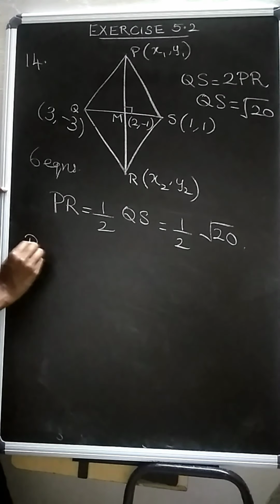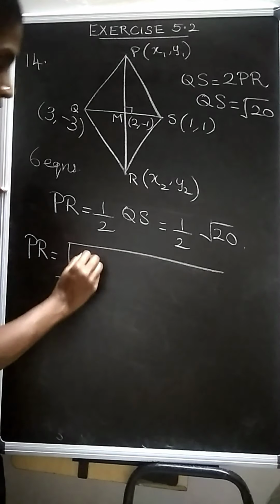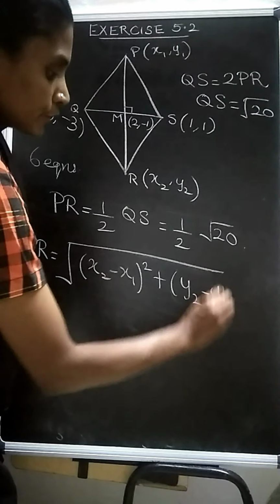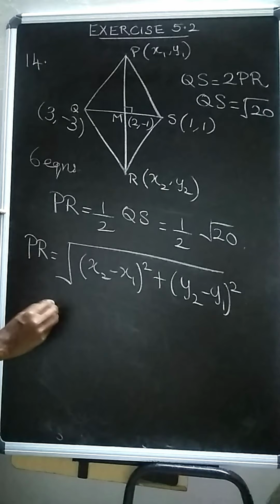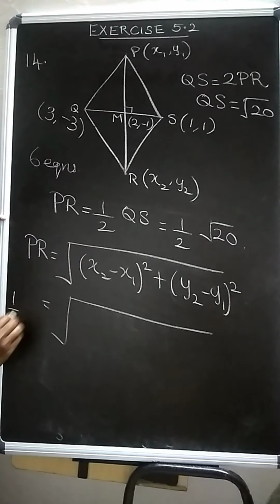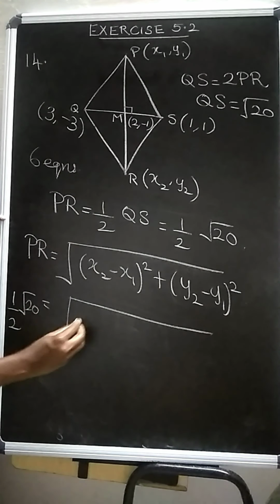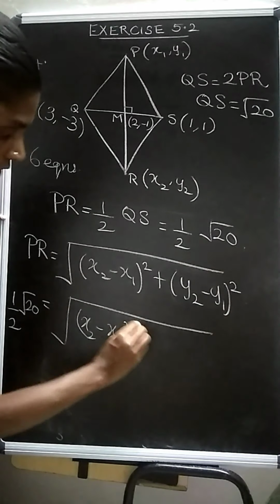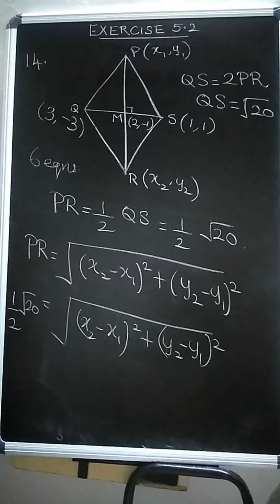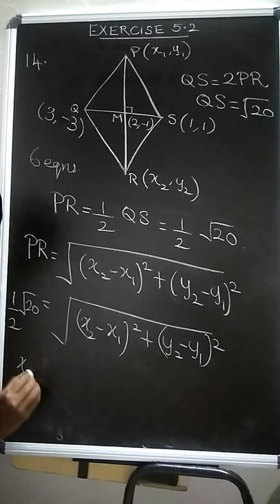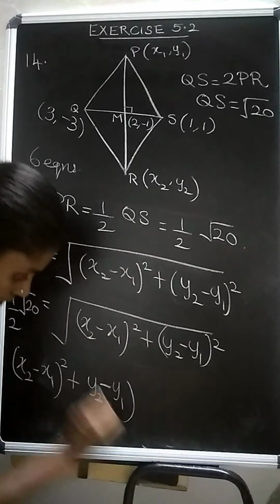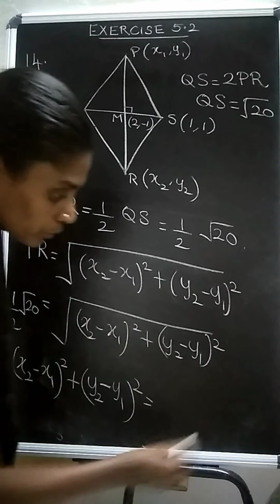So now PR is equal to, what is your distance formula? Root of x2 minus x1 the whole square plus y2 minus y1 the whole square. So here 1 by 2 root 20 is equal to root of x2 minus x1 the whole square plus y2 minus y1 the whole square. Now taking square on both sides. So what will happen? x2 minus x1 the whole square plus y2 minus y1 the whole square is equal to, the square and the root gets cancelled.